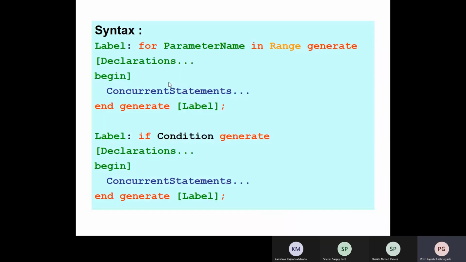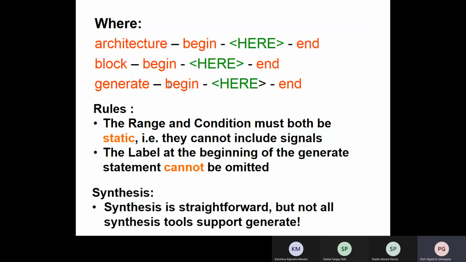This is the syntax. So instead of this cryptic syntax, let us see exactly how it is used. In the architecture, after begin and before end, we use the for generate. In generate, you can use still more generates. Remember that. The rules are that range and condition must both be static.